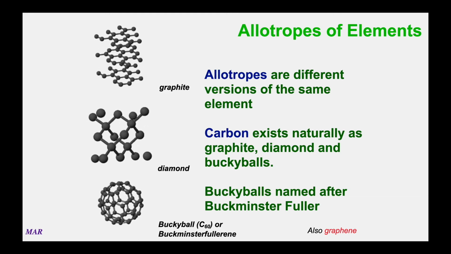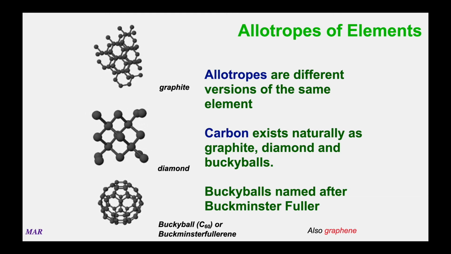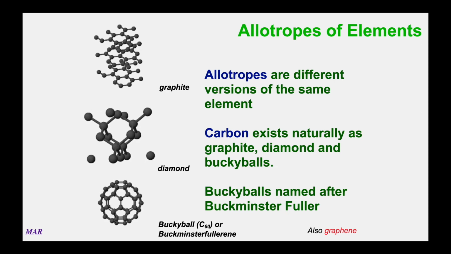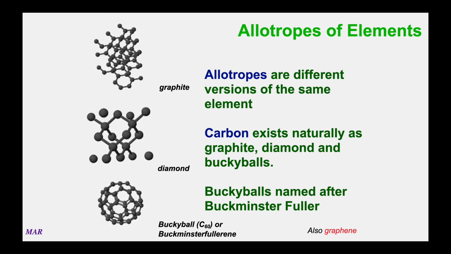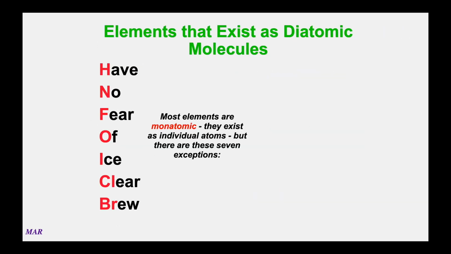So elements can have more than one allotrope, which means more than one version of the same element. Most of the elements, though, just exist as single individual atoms. So, for example, sodium and magnesium and things like that, just single. However, there are 7 elements that exist always as diatomics. So, di is 2, two-atomed. All of these elements exist in pairs.